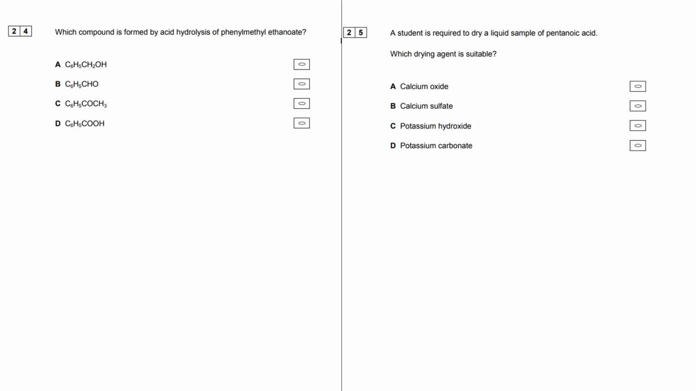Question 24. Which compound is formed by the acid hydrolysis of phenylmethyl ethanoate? So we have an ester here. Let's break it down. The ethanoate is the carboxylic acid derivative. And your phenylmethyl, that's going to be from phenylmethanol. So you're going to have your CH2, and then that's going to be bonded to your C6H5 or your benzene ring.